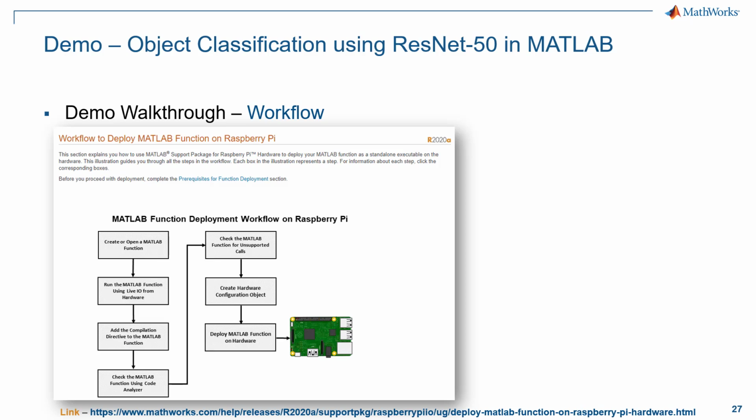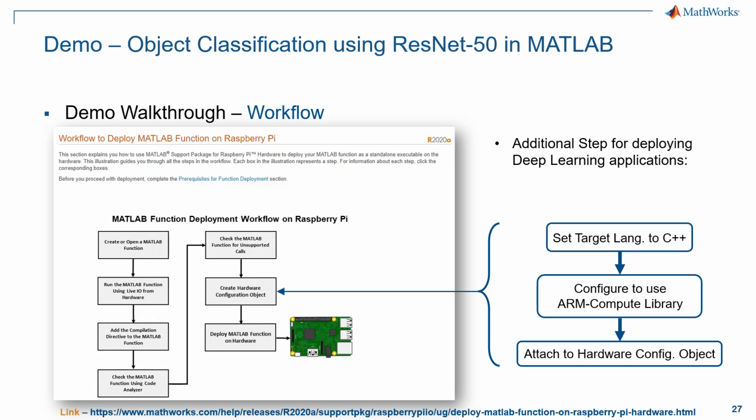Alright, so now let's dig into the demo workflow. Over here is a step-by-step workflow to deploy any MATLAB function on Raspberry Pi. You can access this page using the link below. Now, for deploying deep learning applications, there is an additional step of configuring a deep learning object and assigning it to the hardware configuration object for Raspberry Pi. Let's dive into these steps one by one.